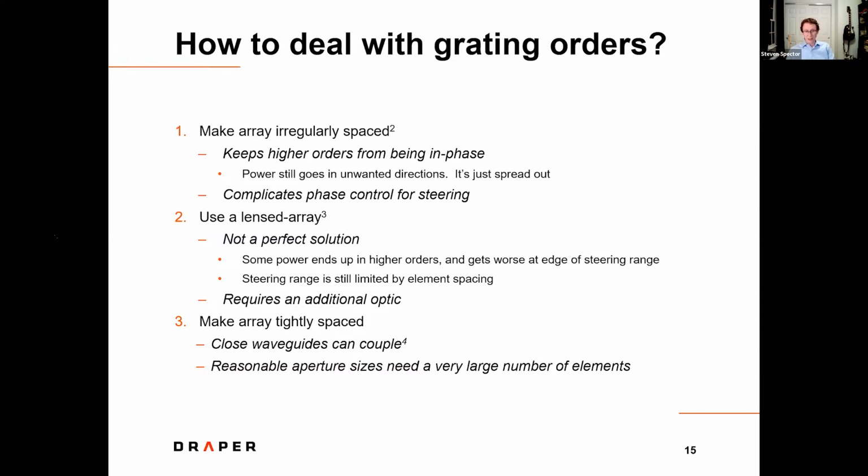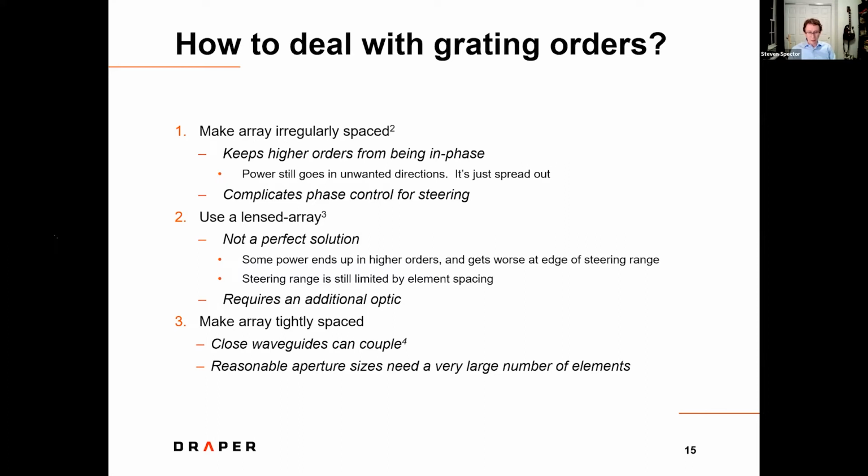You could use a lens array, and I'll talk more about this in a little bit. This works pretty well, but it's not a perfect solution. You still get some power that ends up in the high orders. And the steering range is still limited fundamentally by the element spacing. So I can't steer to wide angles doing this, but I can at least keep those higher orders from happening. I can just steer within an order. And of course, it requires an additional optic, which may be less than ideal.